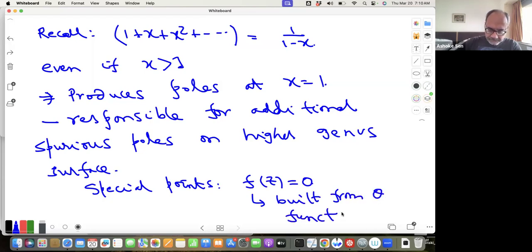The higher genus theta functions. But at z equal to 0, or at the zero of f of z, there's no collision of operators. It's just some point in the moduli space where things blow up. Is this clear? Imagine that you are moving in the tau plane, and at tau equal to 2i, you get some divergence.